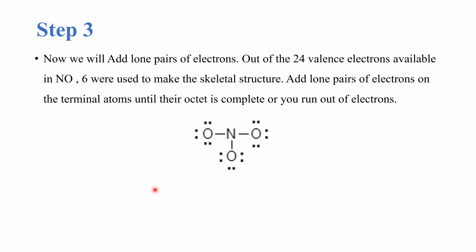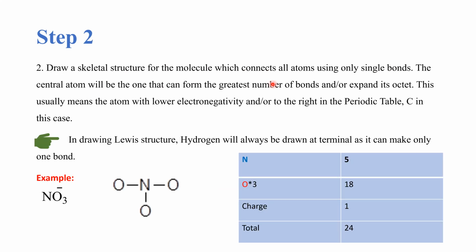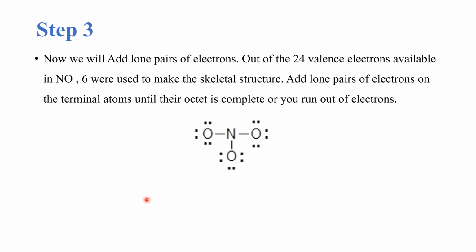Then step 3 is that now we will add the lone pairs of electrons. Out of the 24 valence electrons available in NO3 negative, 6 were used to make the skeletal structure. How? Because each line means there is a pair of electrons, right? And we are counting this toward the total molecule valence electrons. So there is a 2, there is a 4, there is a 6, right? So 6 electrons are in the skeletal structure and in making the bonds.